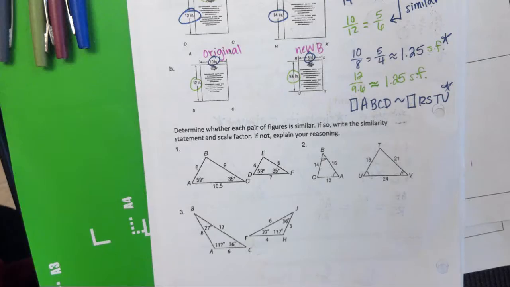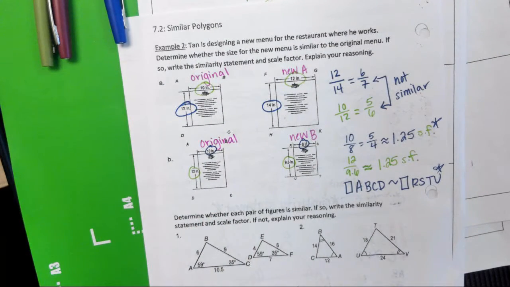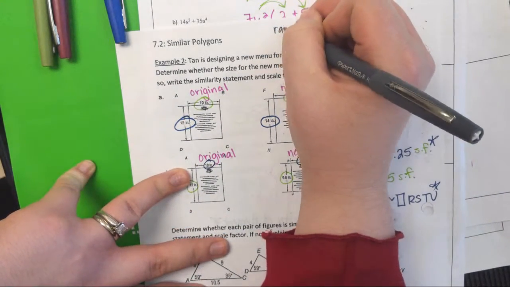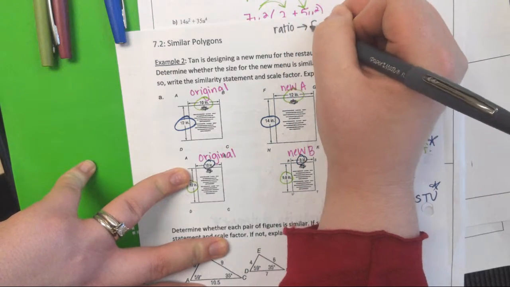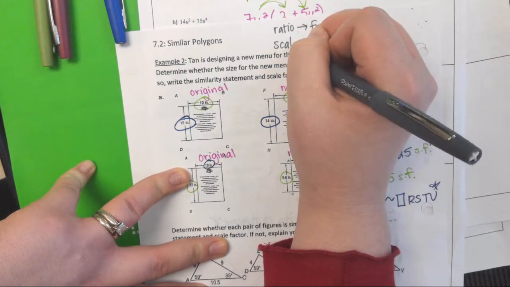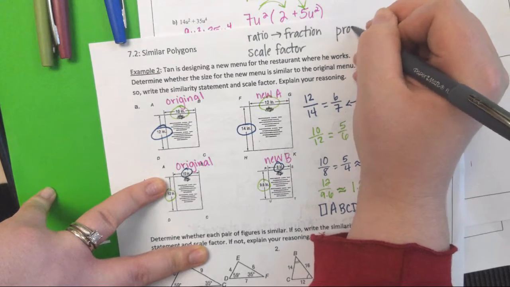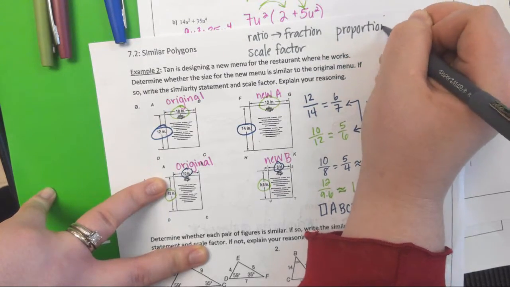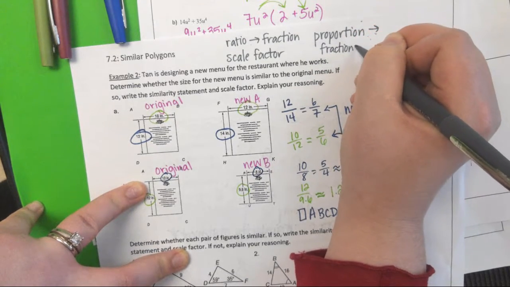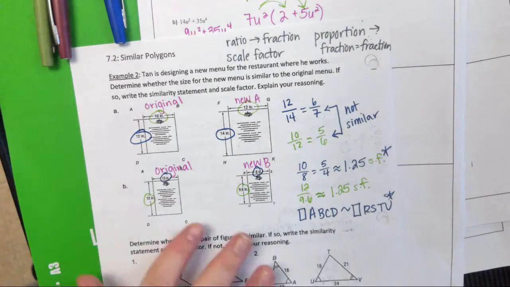So there were 3 vocab terms you were supposed to remember in 7-1. What are the 3 vocab terms? Ratio, which is a fancy way of saying a fraction. Scale factor and proportion. And proportion was like a fraction equals a fraction. So those were the 3 main things we learned in 7-1.